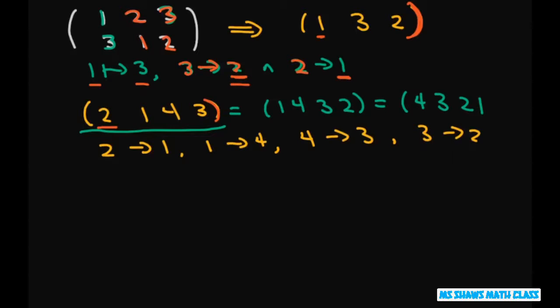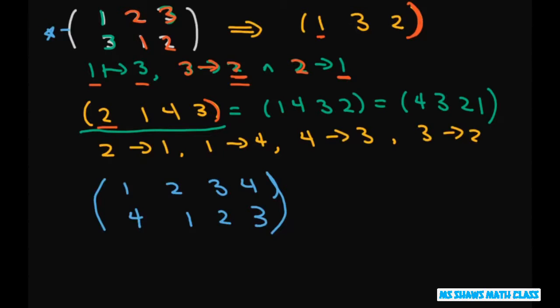And that's because if you go back and write it like this one, you put the top line as 1, 2, 3, 4. So we know 1 maps to 4, 2 maps to 1, and 3 maps to 2, and 4 maps to 3. And that would give you either one of these here.